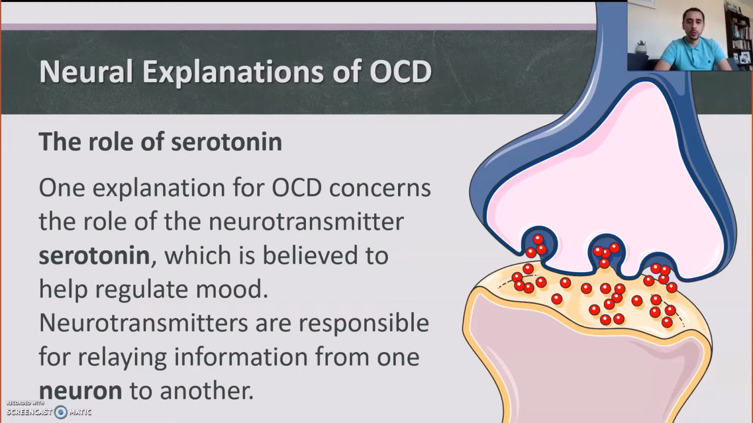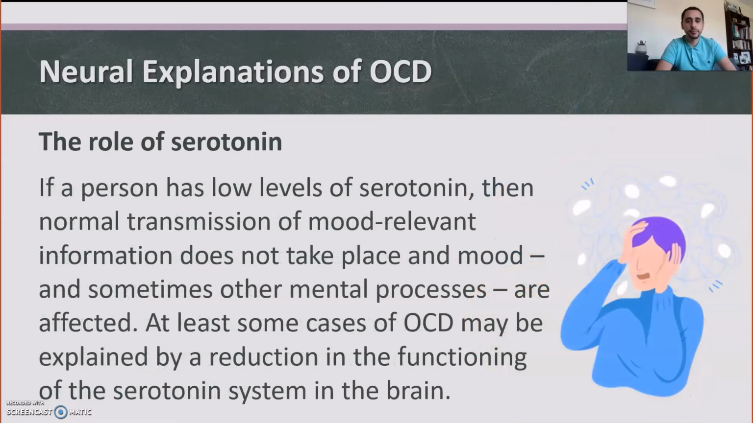Neurotransmitters are responsible for relaying information from one neuron to another. So in our brain, we've got millions and billions of neurons all connected together that make all these neural pathways that send messages to each other to tell the brain to do different things. Okay? And one of those messages might be to create serotonin, for example, to help regulate mood.